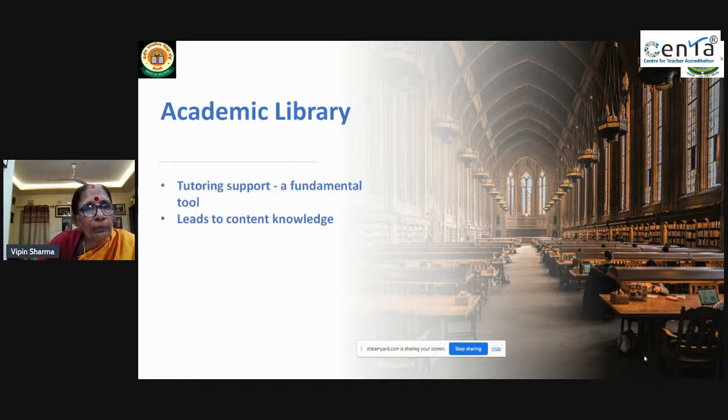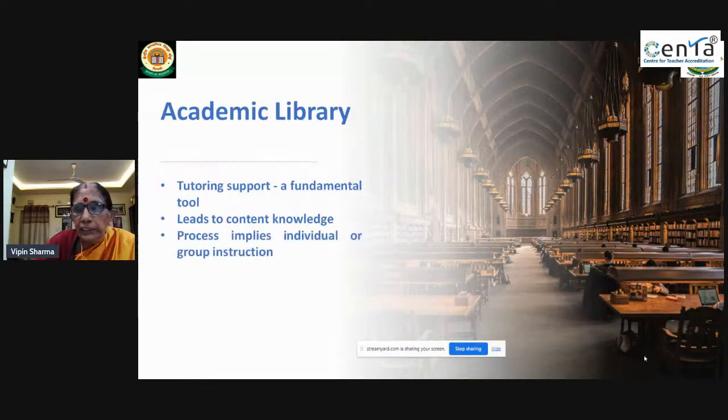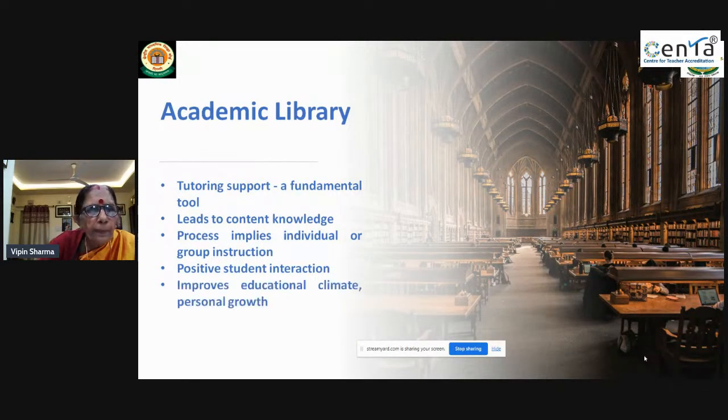Then the academic library offers tutoring support, a fundamental tool that leads to content knowledge. The process implies individual or group instruction. I'm talking about the school library. All the schools have a library. The best use of the library is the teacher's role. It improves educational climate and personal growth.